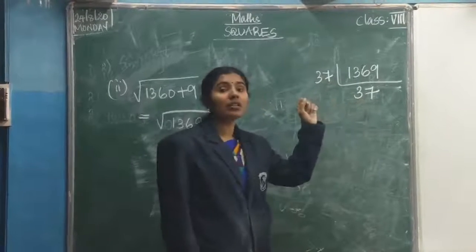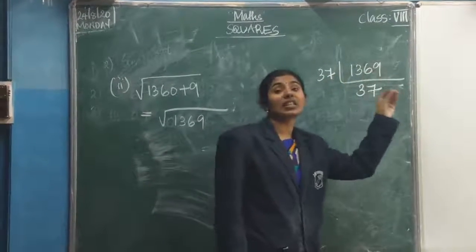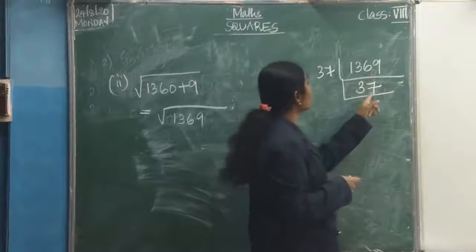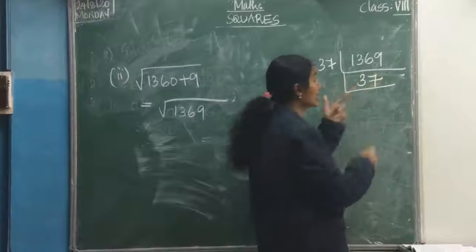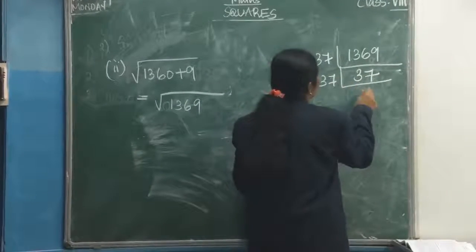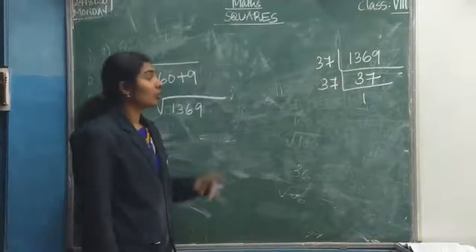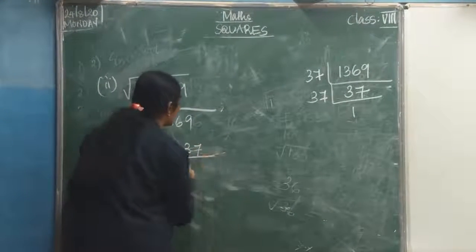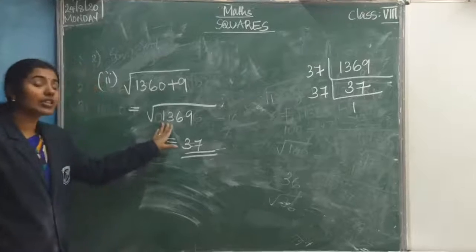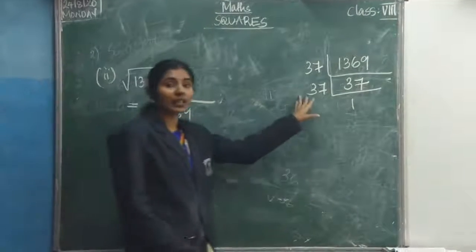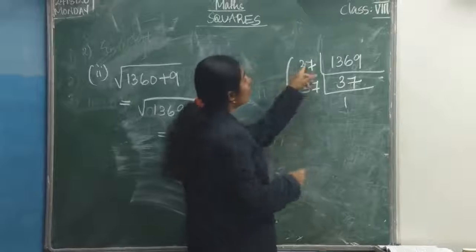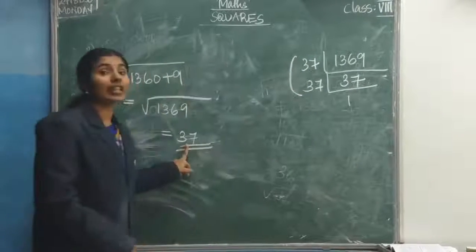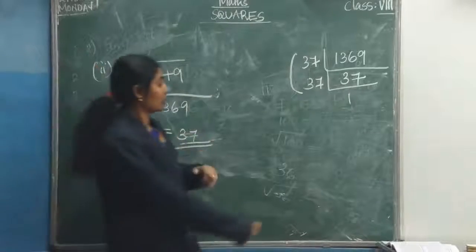When you are dividing 1369 by 37, you will get 37 itself. You see, 37 is a prime number, so you can divide this one by 37 itself. What is the final answer you will get? 37. Square root of 1369 is 37. See this pair? Only 37 is coming 2 times. That means the square root is 37. Okay.